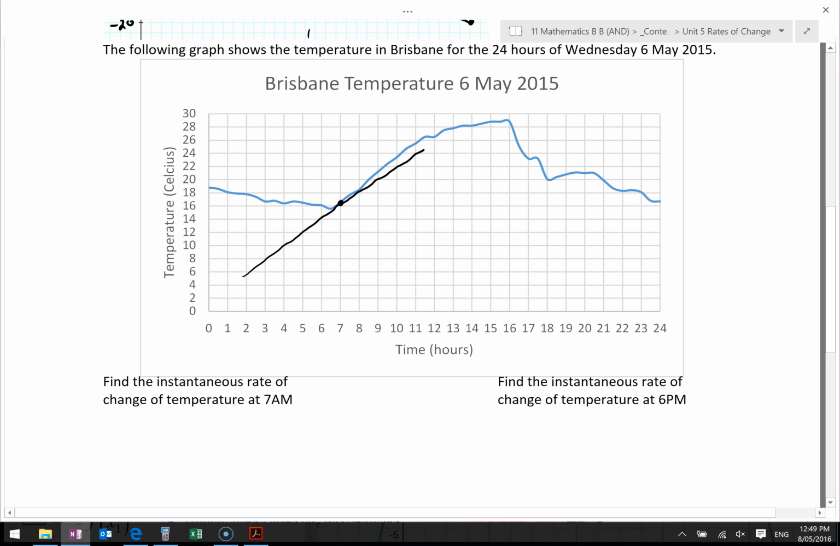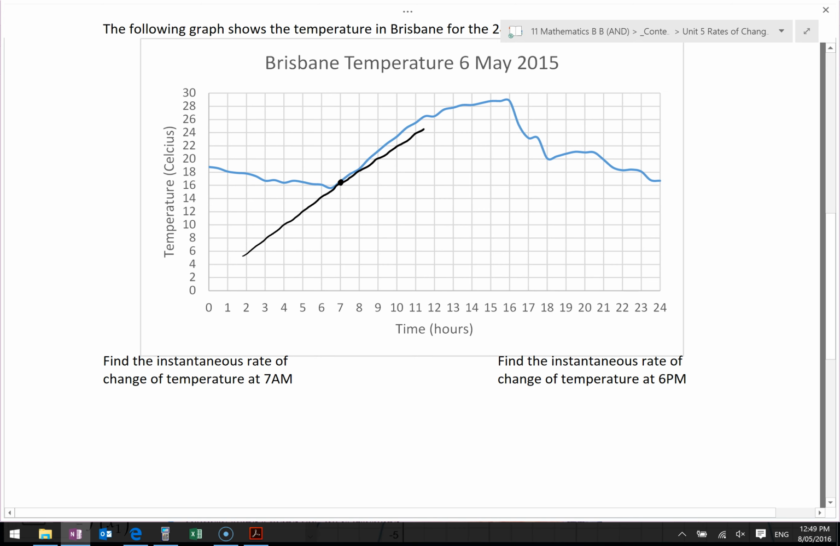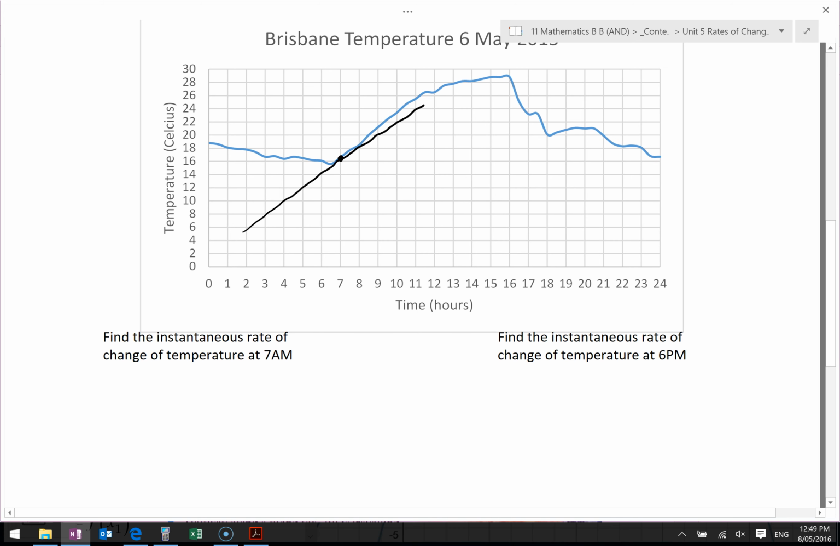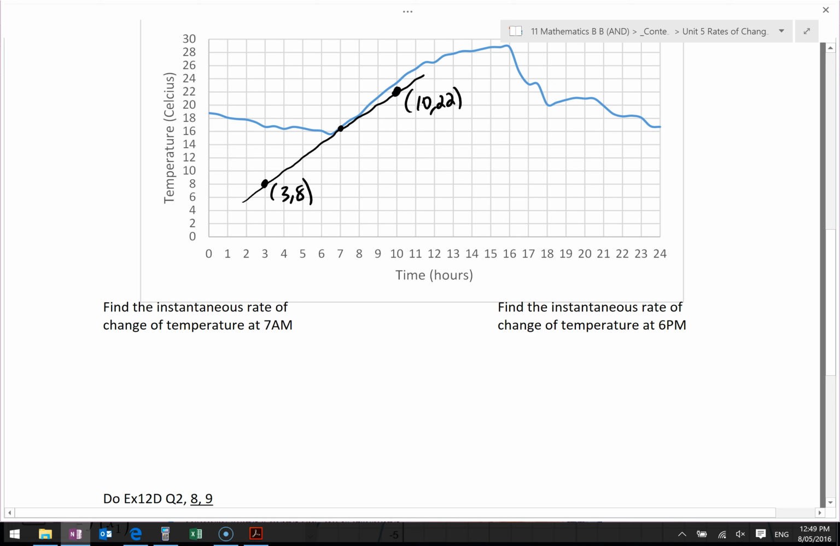Okay, I want to find the slope of that line. I can do this by just finding 2 convenient points. So I'd take maybe this point and this point. Okay, coordinates of this point are 3, 8. Coordinates of this point are 10, 22. And I'll find the slope between those 2 points.